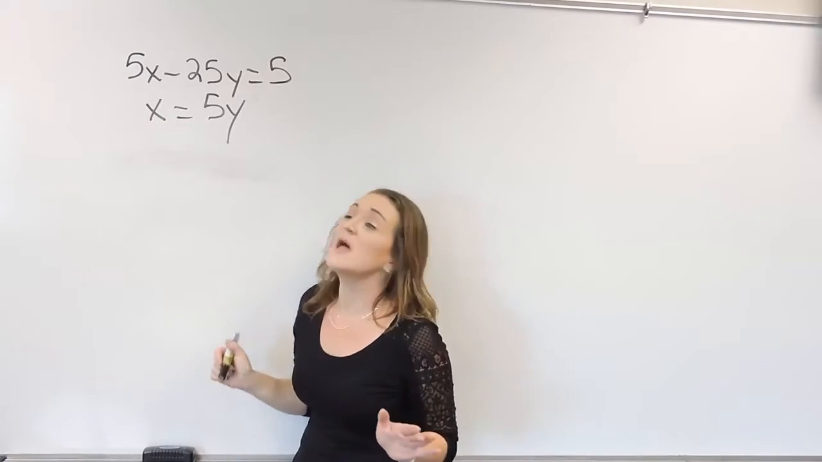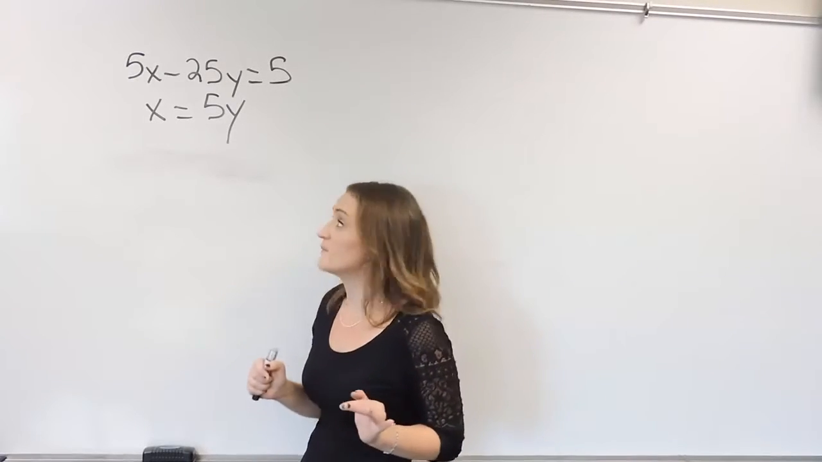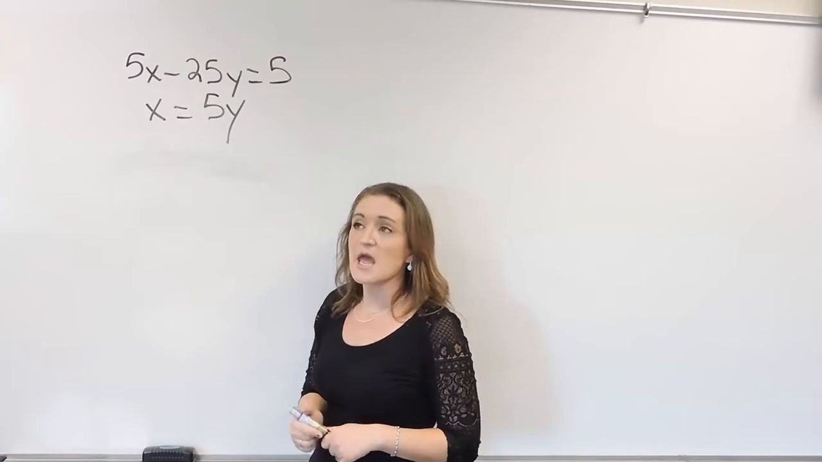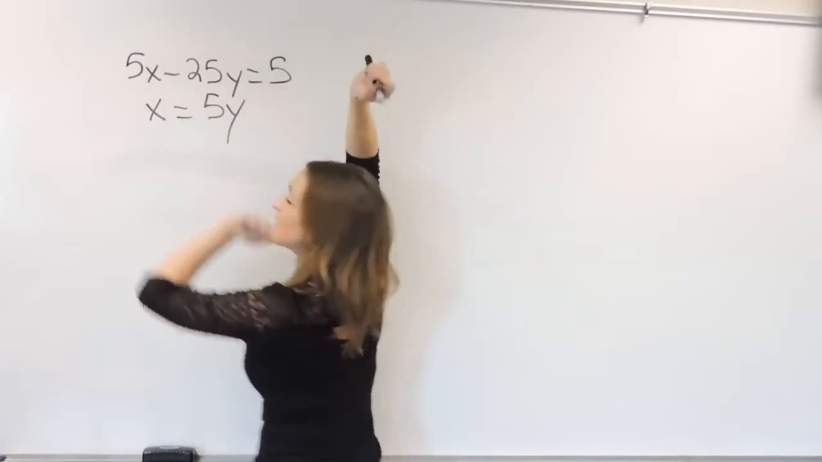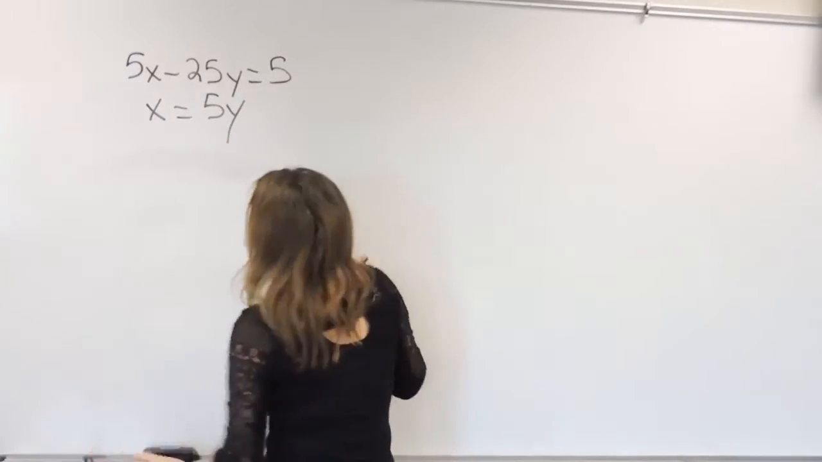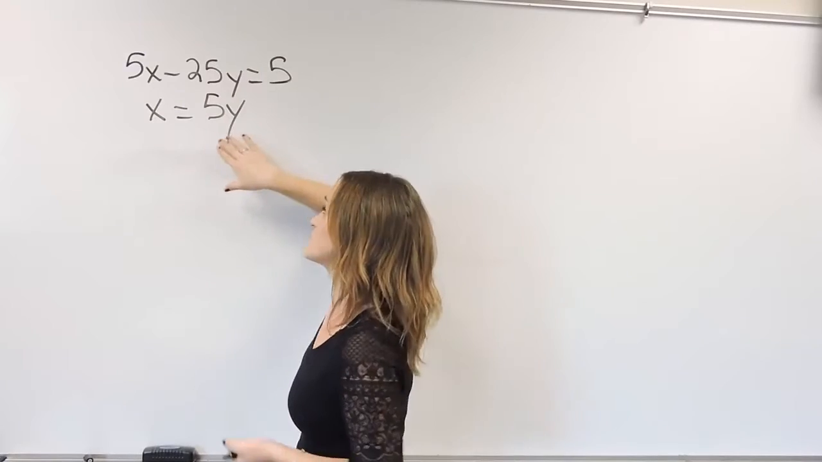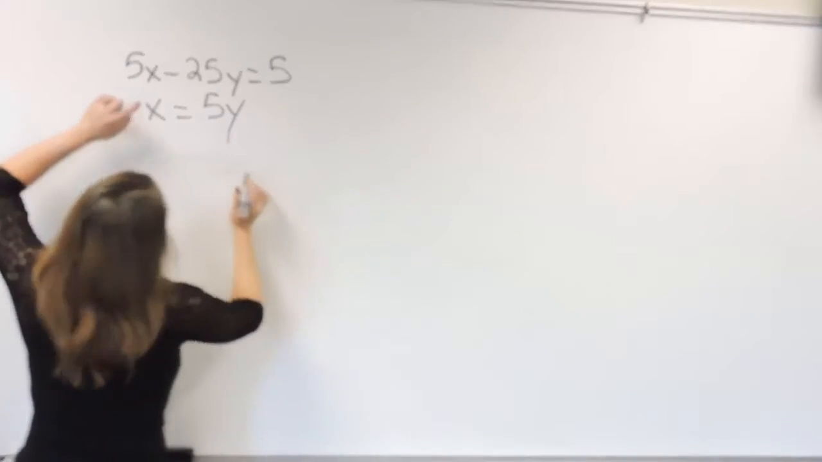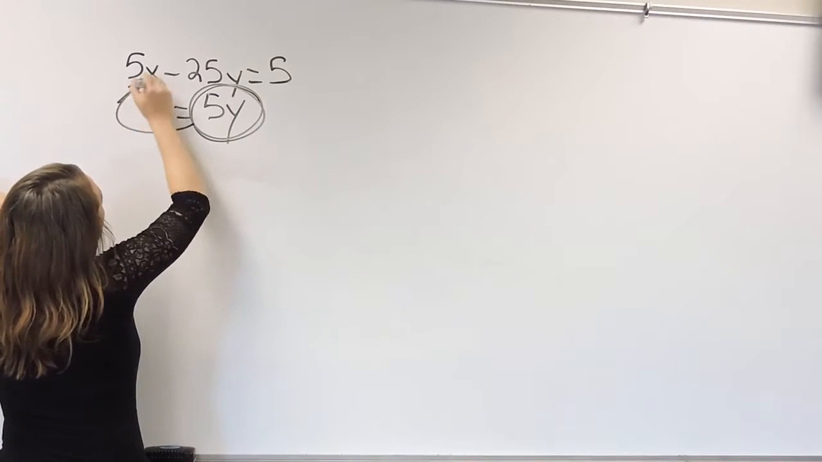It doesn't matter which one, as long as one of them is solved for x or one of them is solved for y. Either one is perfectly fine. For this particular problem, the second equation is solved for x. The whole point of the substitution method is to take one equation and substitute it into the other one. If x equals 5y, then 5y equals x, they're interchangeable. So if x equals 5y, I can take this 5y and plug it in for x in the other equation.